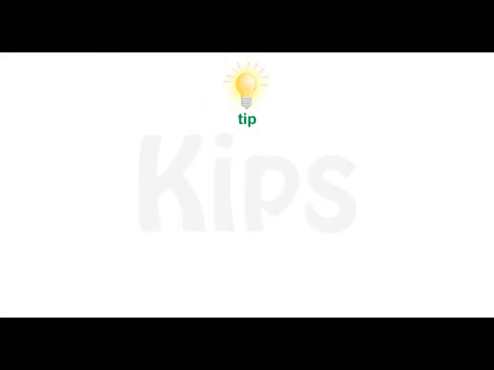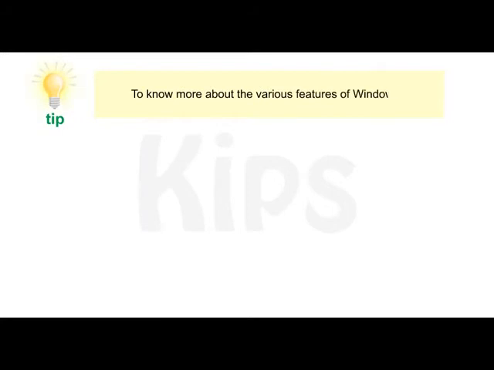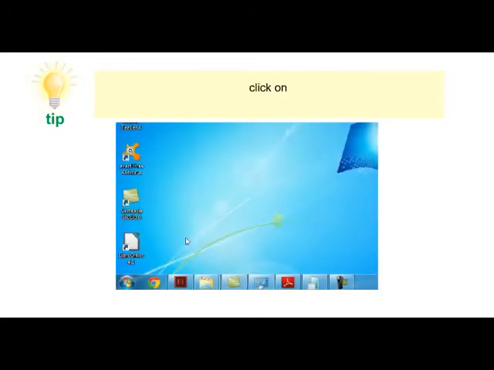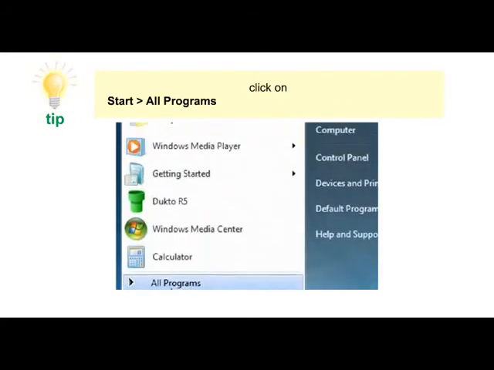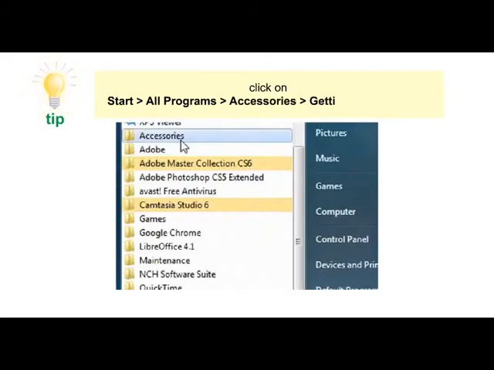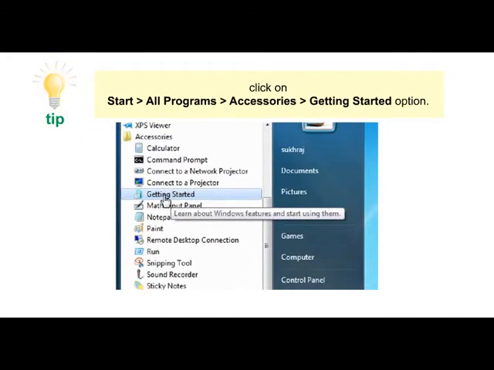Students, let me share a tip with you. To know more about the various features of Windows 7, click on Start, then go to All Programs, then go to Accessories, then go to Getting Started option to know more about the various features.